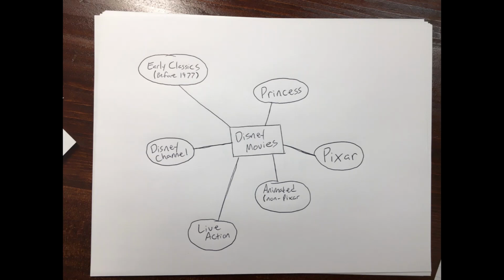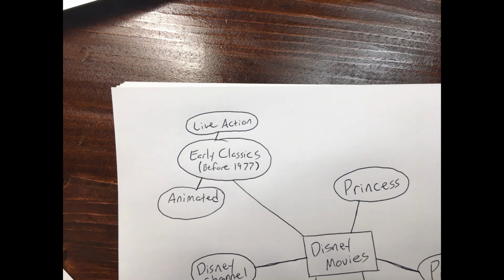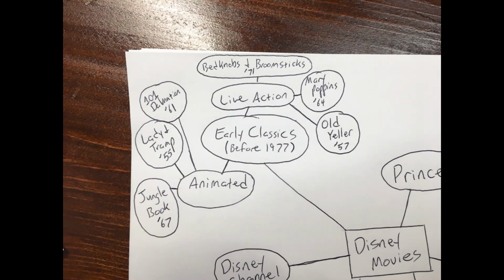So let's take a look at early classics, anything 1977 and before. I'm going to break those into smaller categories, something that's live-action and something that's animated. So off of the live-action, we've got Bedknobs and Broomsticks. That was 1971. Mary Poppins, Old Yeller. And then off the animated bubble, things like Jungle Book, Lady and the Tramp, and 101 Dalmatians. So you can see I'm kind of making smaller and smaller categories as I go.